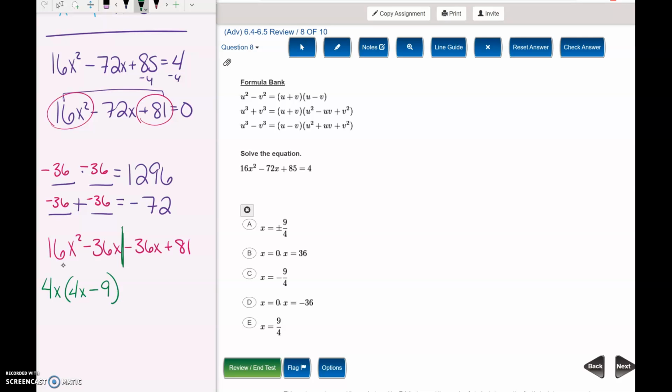Negative 36 and 81 have negative 9 in common. Let's drop that negative down, and that would leave us with 4x minus 9. So our factored form is 4x minus 9 times 4x minus 9. That looks really funky, doesn't it? Sorry.